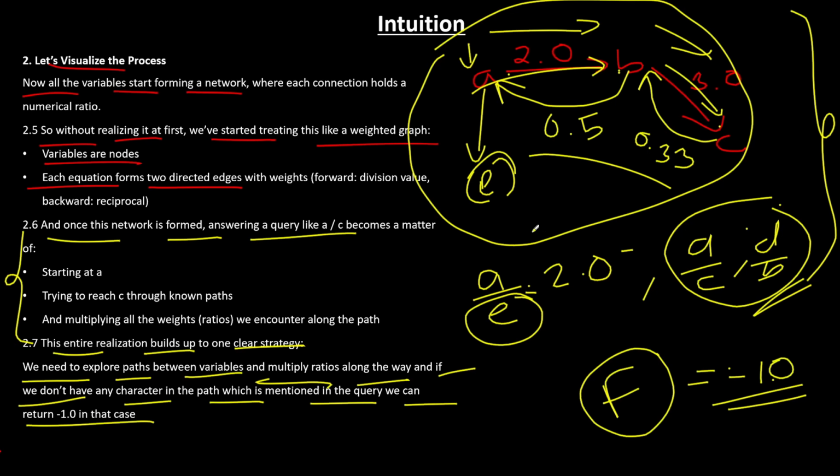Okay, there will be one component. There cannot be two components of the graph. Please keep that in mind. I hope you understood this visualization process.